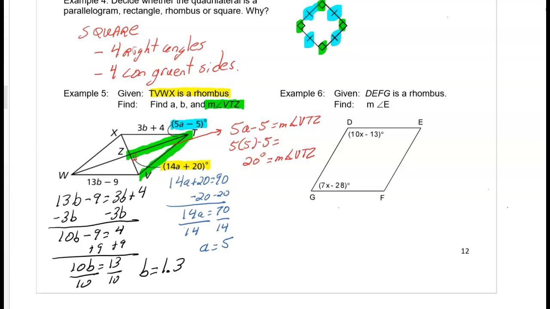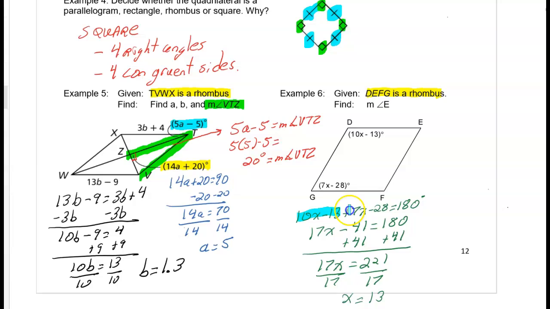So we know this is a rhombus. And in a rhombus, we know that it gets all the properties of a quadrilateral. So angle D and angle G are called consecutive angles, and they are supplementary. So that tells me 10x minus 13 plus 7x minus 28 is 180 degrees. Go ahead and pause the screen and solve that problem.